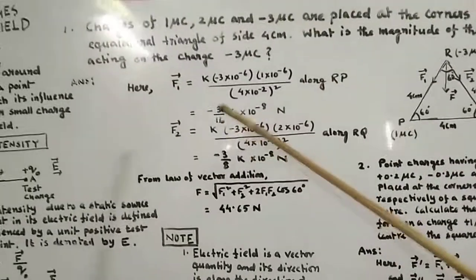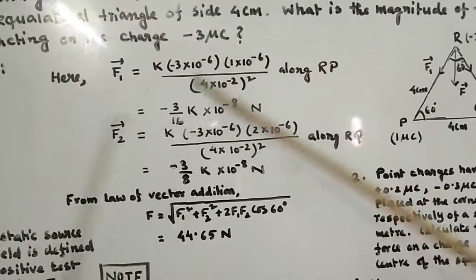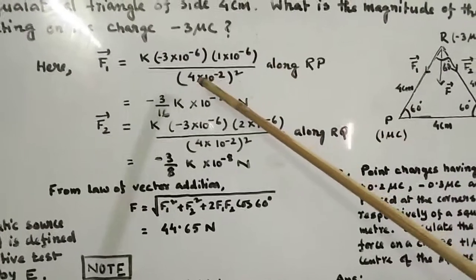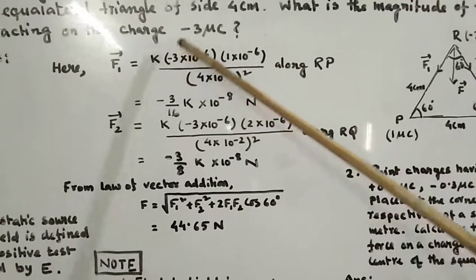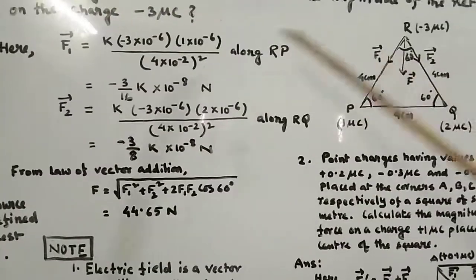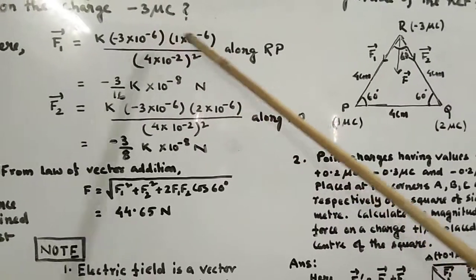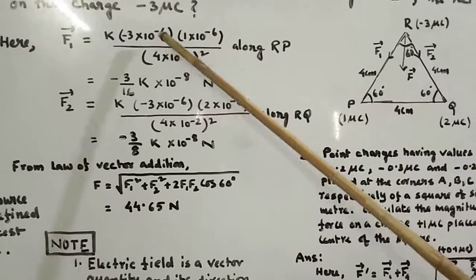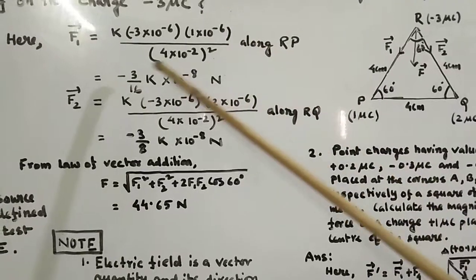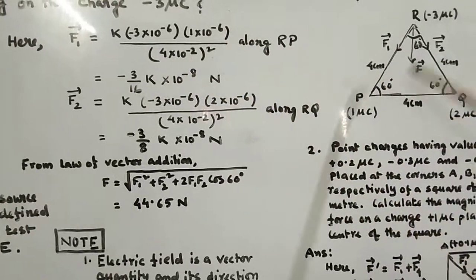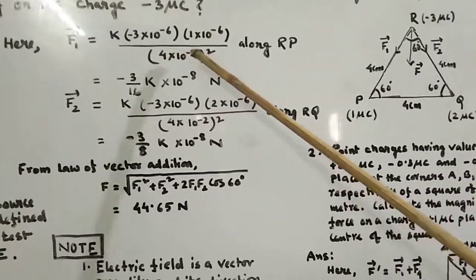So you see the expression, we have used the expression from Coulomb's law. F1 vector, this is the magnitude part, and the expression is K Q1 Q2 by R square. K is a constant, 9 into 10 to the power 9. This one is the charge minus 3 microcoulomb. We have considered the sign as it is a vector quantity: minus 3 into 10 to the power minus 6. 1 microcoulomb is 10 to the power minus 6 coulomb, so again 1 microcoulomb here, 1 into 10 to the power minus 6. And in the denominator part, it is the distance. The distance is 4 centimeter, so you have to convert that 4 centimeter into meter: 4 into 10 to the power minus 2.